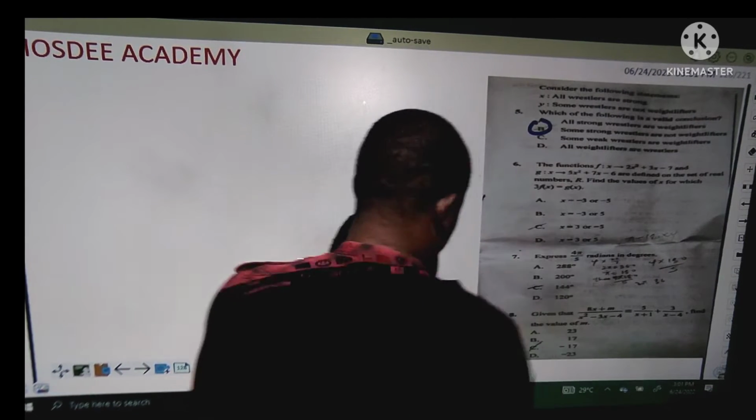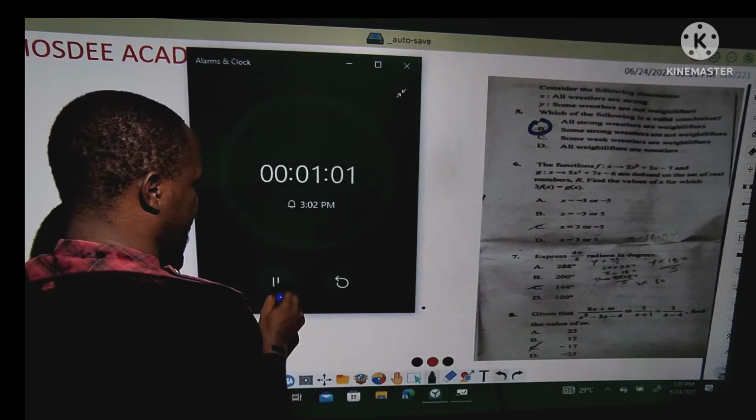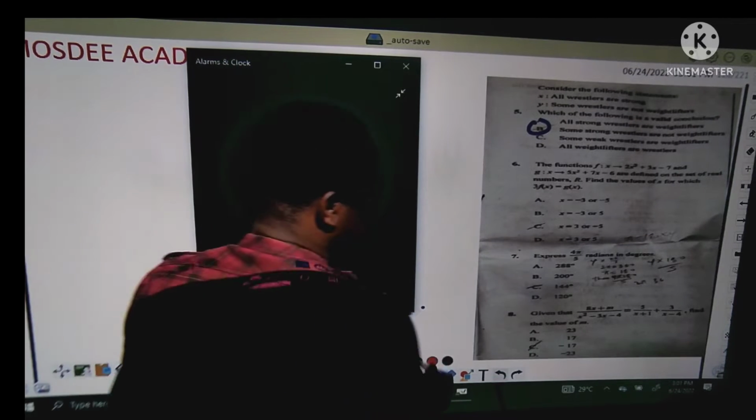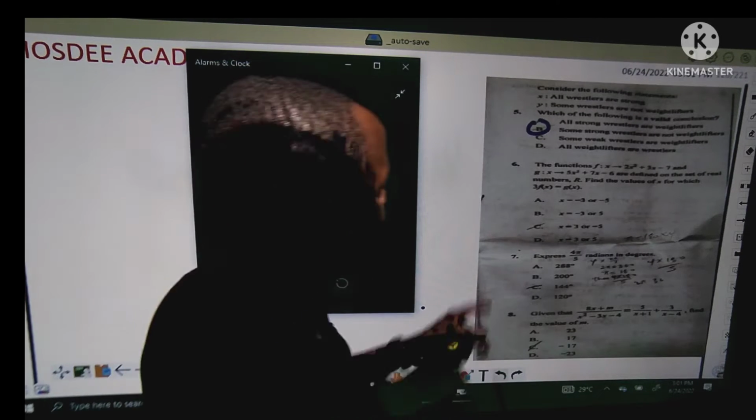So I don't want to waste time on that. I think that's a direct question. Everybody understand. The next one is the function f of x.